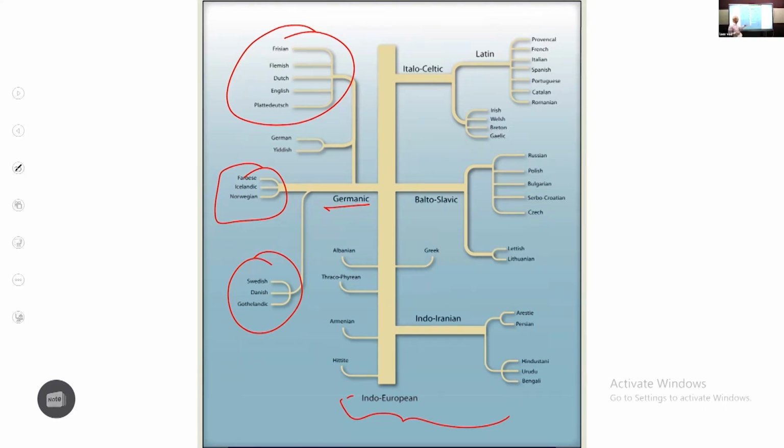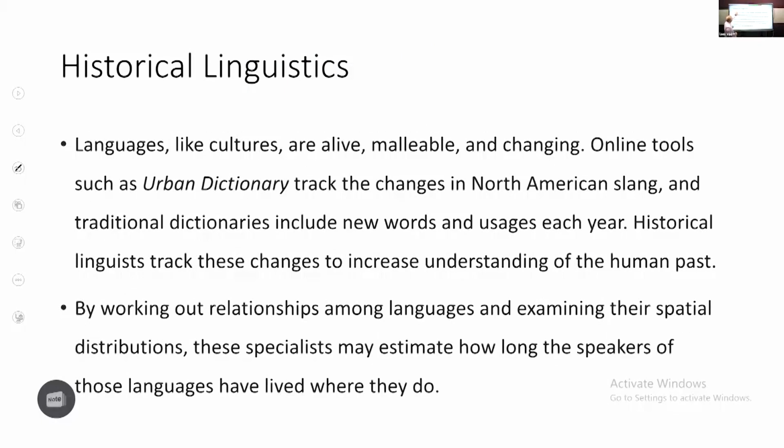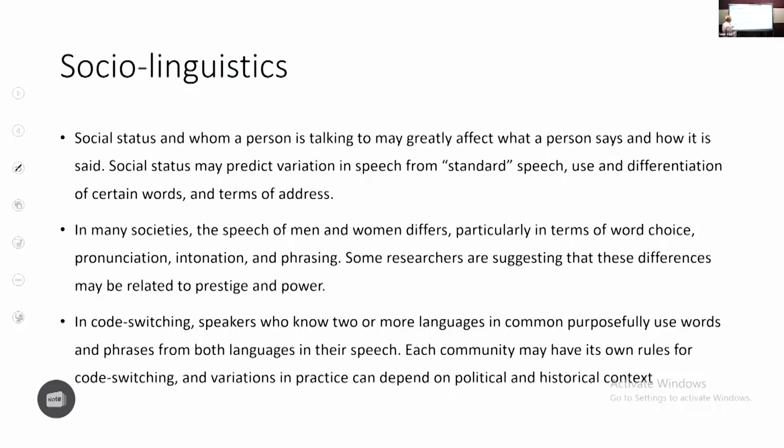Interestingly, you will see that Armenian languages are not very distant, or Persian is not very far away from Hindustani, that is Hindi. So this is how historical linguistics studies the past origins of language itself, and how present day languages are connected to each other, how they are related to each other. That is historical linguistics. Then we have social linguistics.